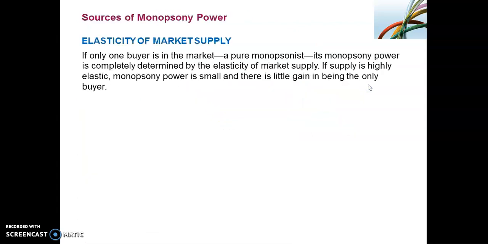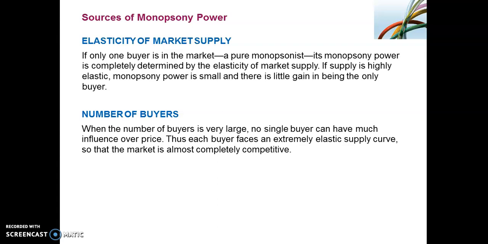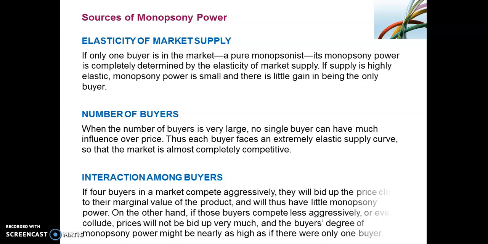Again, the sources of monopsony power need to be examined, and there are three things that affect monopsony power: the elasticity of market supply, the number of buyers, and the interaction amongst buyers. I will have to stop recording at this point because the 15 minutes is nearly up, but I will continue with one final and short video just discussing the sources of monopsony power and bilateral monopoly. It's fairly straightforward. You could also just read through it.